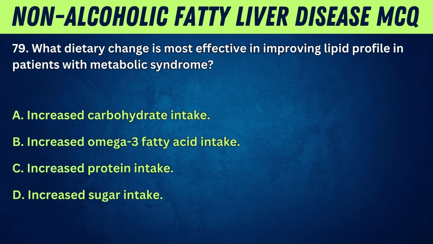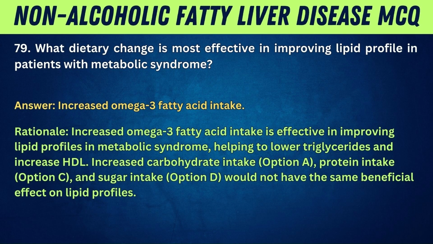79. What dietary change is most effective in improving lipid profile in patients with metabolic syndrome? A. Increased carbohydrate intake. B. Increased omega-3 fatty acid intake. C. Increased protein intake. D. Increased sugar intake. Answer: increased omega-3 fatty acid intake. Rationale: increased omega-3 fatty acid intake is effective in improving lipid profiles in metabolic syndrome, helping to lower triglycerides and increase HDL. Increased carbohydrate intake, option A, protein intake, option C, and sugar intake, option D, would not have the same beneficial effect on lipid profiles.